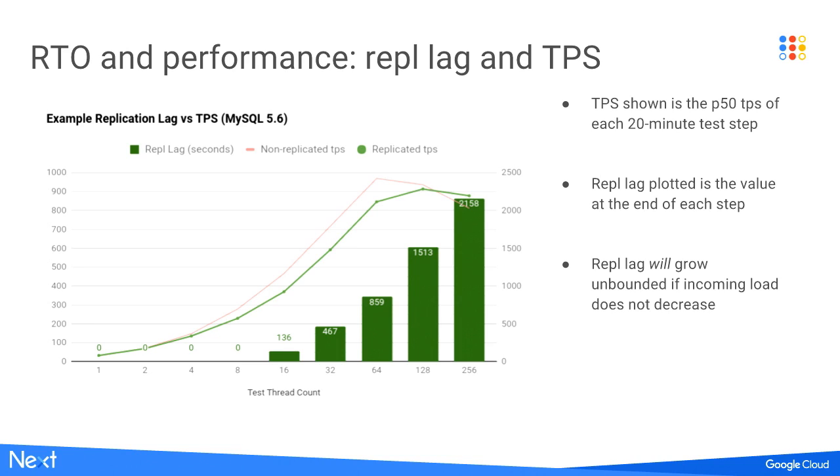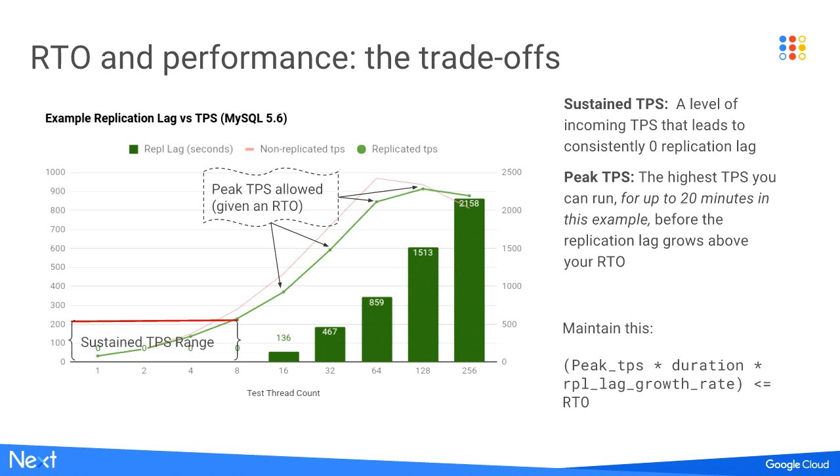The way you can read the chart is, for this 32 test thread count, we are able to achieve about 200 TPS, and those are the P50 TPS. But the replication lag at the end of this 20-minute step is 467 seconds. So what does that mean? How does that help you on this? Let's look at the next slide.